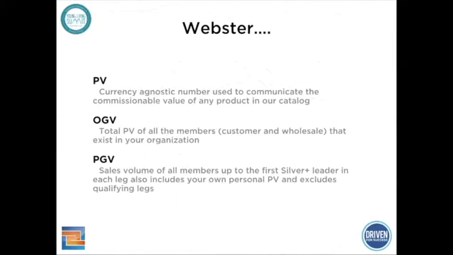Now, the reason commissions are calculated on PV is because if you look at the actual amount you pay for a product, that number changes for every market that Young Living exists in. So PV gives us this currency agnostic or constant number that has nothing to do with a dollar or a pound or a yen. It's used for commission calculation.